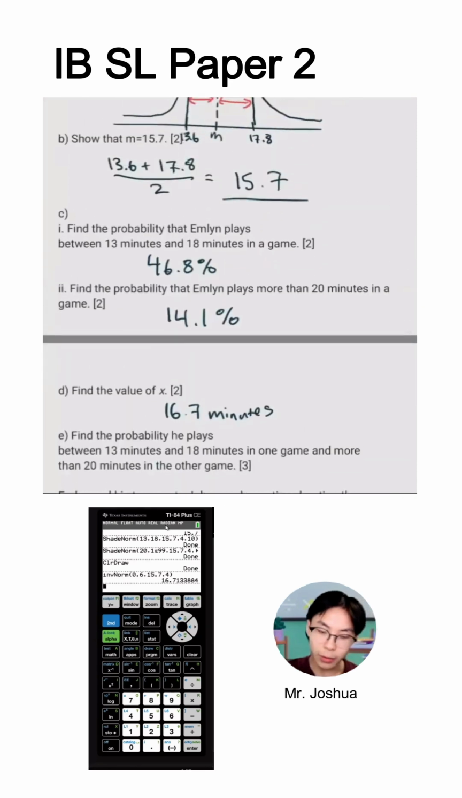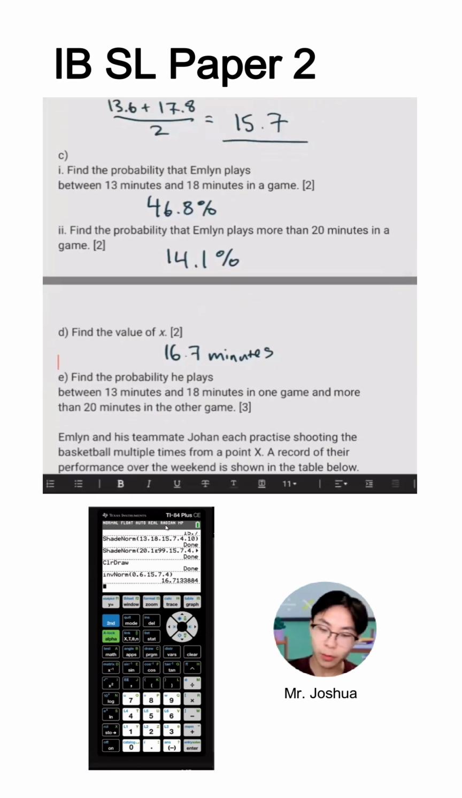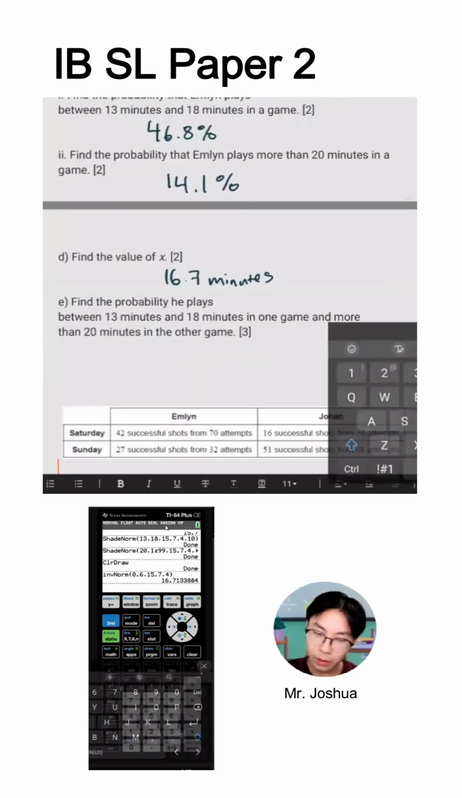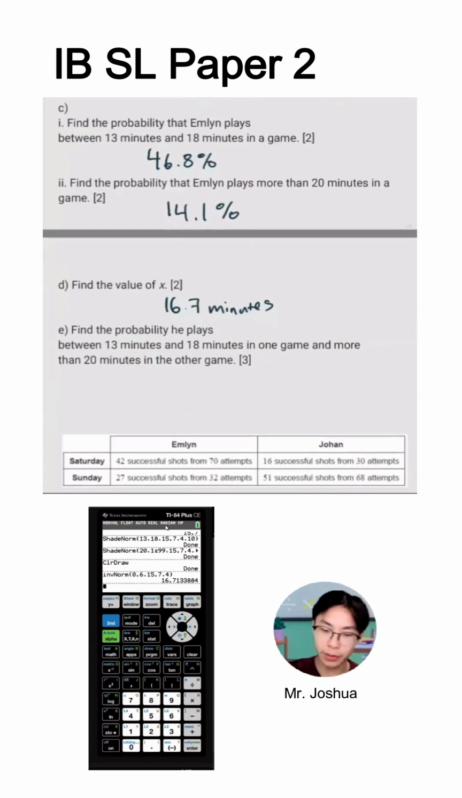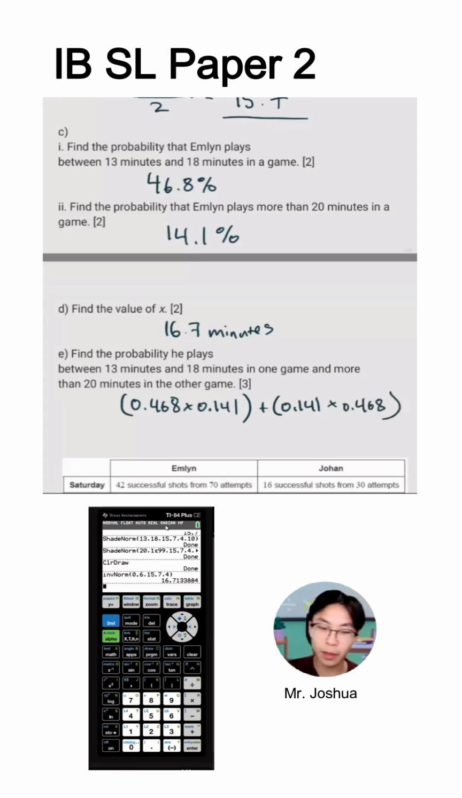Okay. Finally, this last part says find the probability he plays between 13 minutes and 18 minutes in one game and more than 20 minutes in the other game. So for this one, let me make more room on here. We have 2 options. The first game, between 13 minutes and 18 minutes, will be 46.8% or 0.468. The other option is more than 20 minutes in the first game, which is 0.141, and the second game is 0.468, which is between 13 minutes and 18 minutes. So we have 2 options.